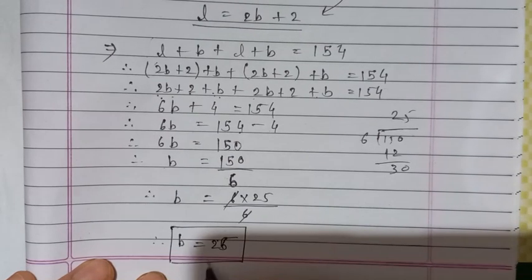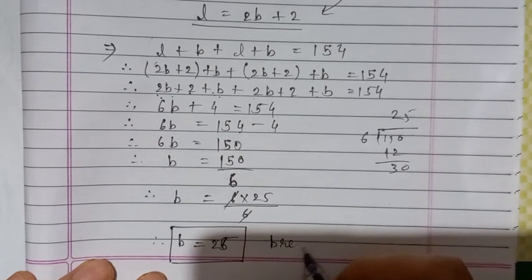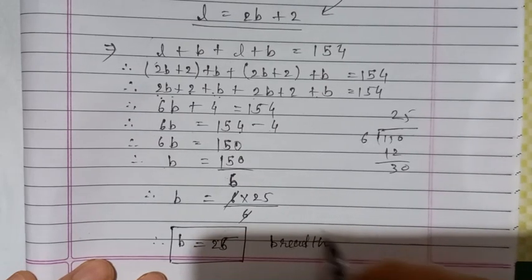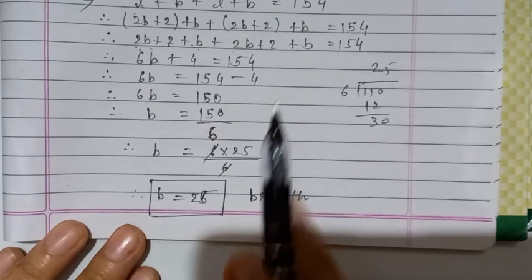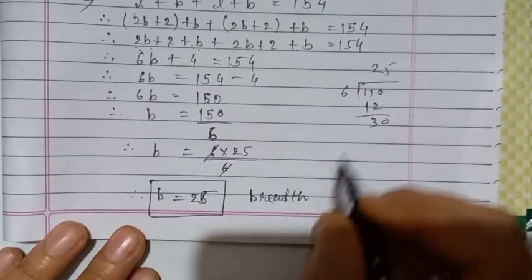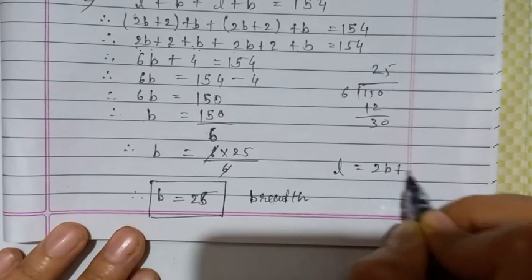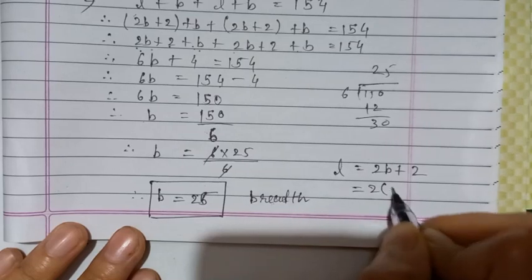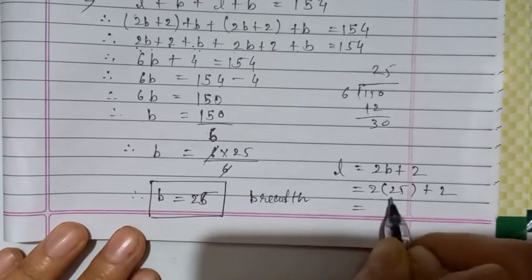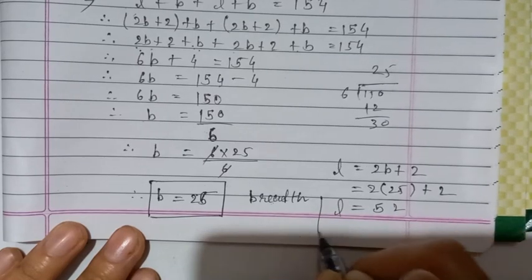It means what is B? B is breadth. So the breadth of the rectangular pool is 25. And now you have to find the length of the rectangular pool. From this we know what the length is. L is equal to 2b plus 2. Put the value of b, which you have got, 25. So 2 into 25 is 50, 50 plus 2 is 52. And this is the answer.